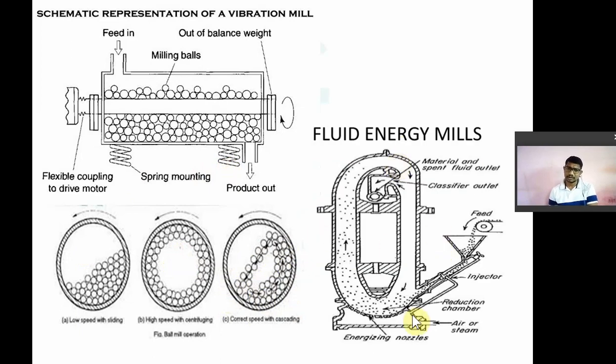This one is a representation of the fluid energy mill, where the feed material is introduced with a high velocity air stream. The material is passed along with the air stream. After the material enters, it impacts on the perforations and the wall of the fluid energy mill. As the particles are introduced with a high velocity air stream, they get impacted over here, and there is also attrition between two particles. So attrition and impact are the mechanisms.